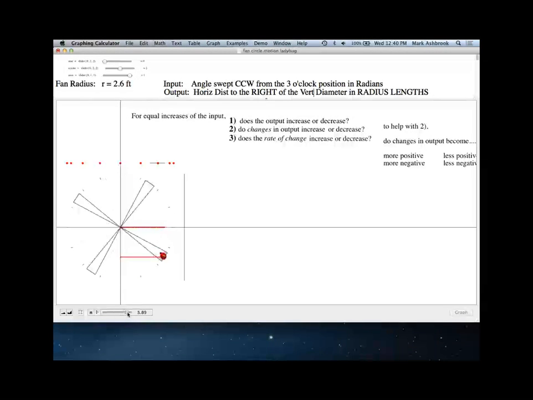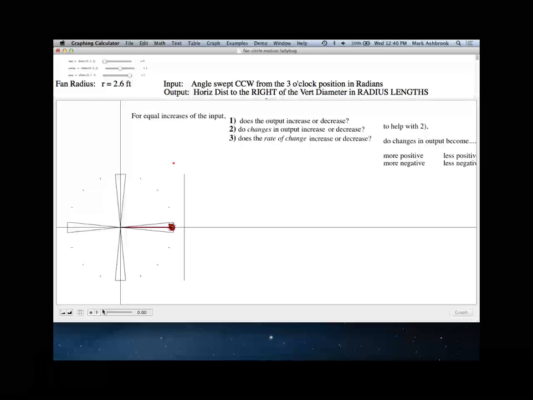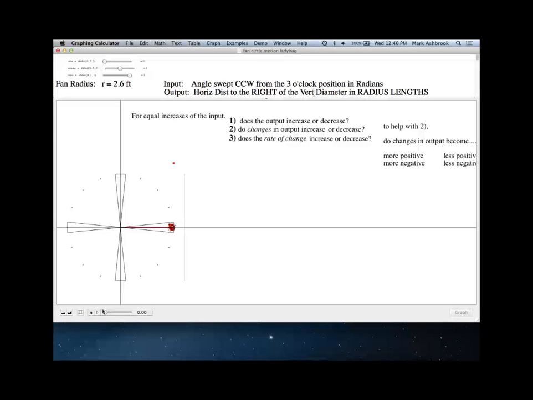First quadrant. What's the angle right here? We're at 0. Okay? So we're here at angle 0. What is the horizontal distance to the right of the vertical diameter when the angle is 0? Do you see this? It's 1 radius length. So therefore we graph it here. It's 1. You see? This is trickier. So at an angle of 0, our horizontal distance to the right is 1. So that starts at this point up here.